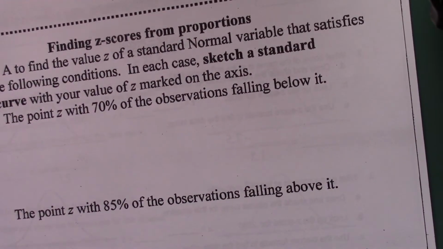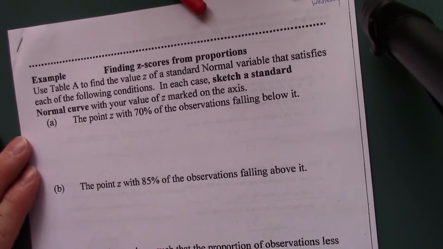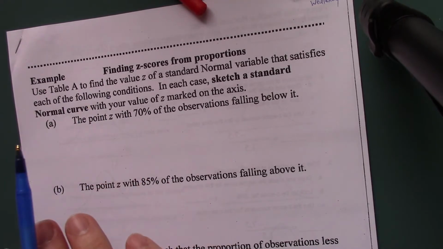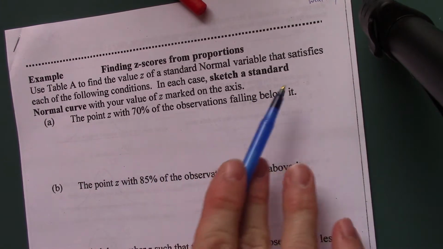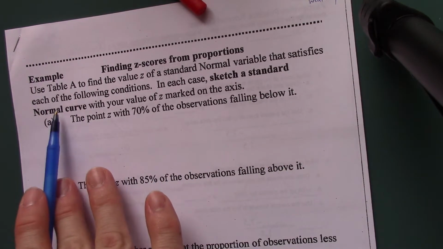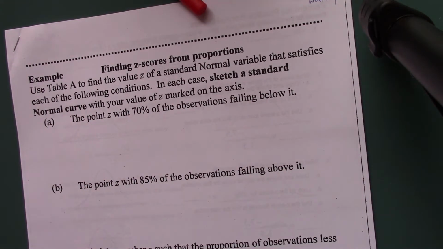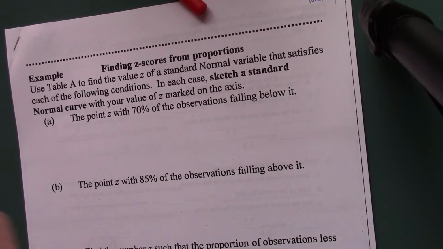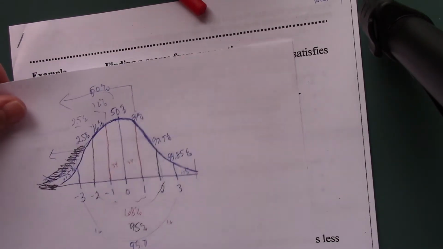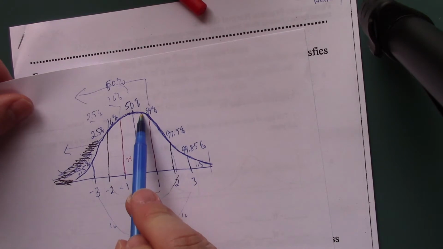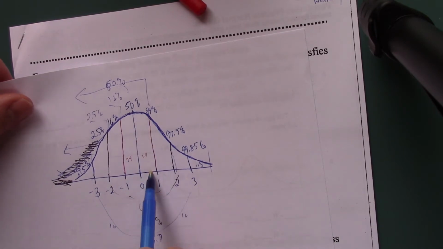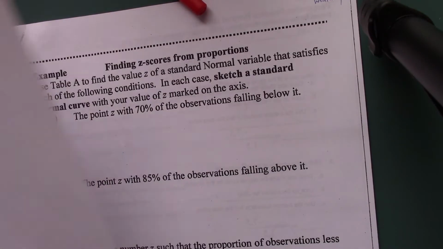So in other words, I'm going to zoom this back out a little bit. We're going to use the z-table to find the value of z of a standard normal variation that satisfies each of the following conditions. We're going to sketch it and see what it means too. Like, where would I normally sketch 70%? If I look at this, 84% is here, 50% is here, so 70% is going to be somewhere here inside of 1 standard deviation.